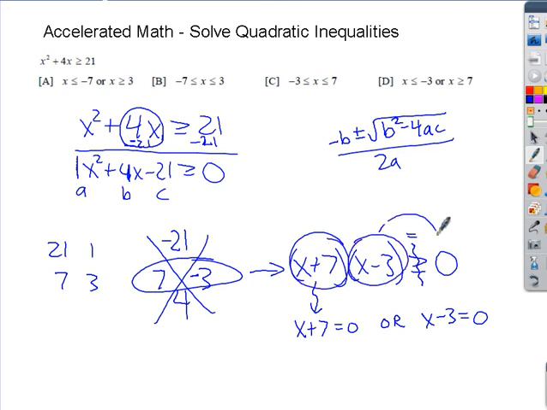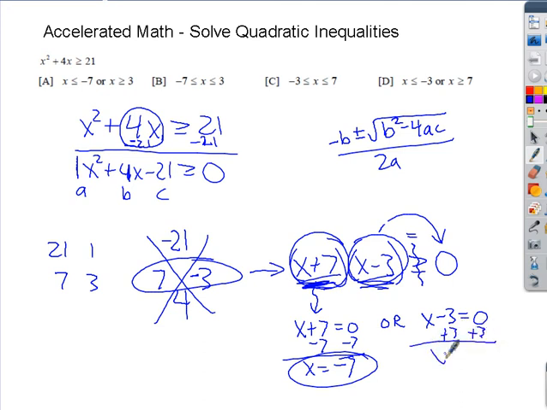Well, then you know what? Either this one has to be 0 or this one has to be 0. Now, what makes this one come out to 0? Well, let's find out. Most of you can just look at it and tell, but it's negative 7 that would make it come out to 0. Likewise, on the other one, positive 3 would make it 0.